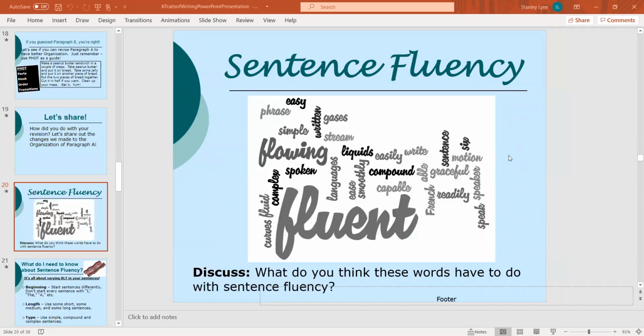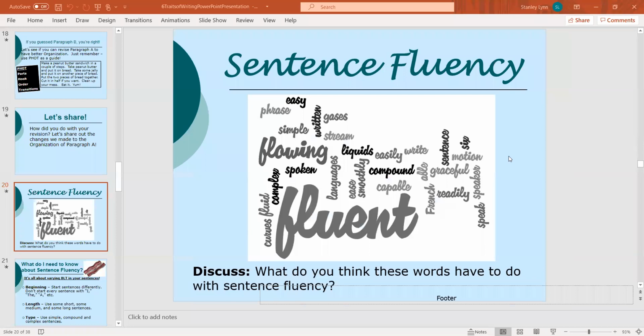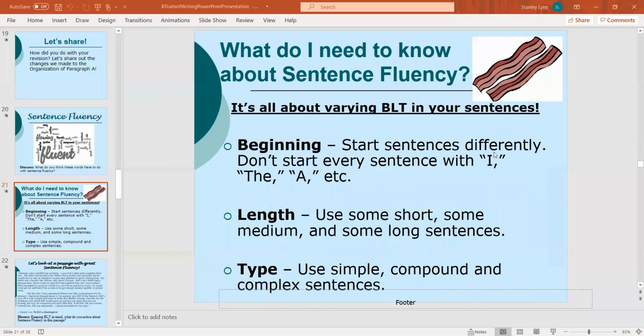Sentence fluency. What do you think these words have to do with sentence fluency? What do I need to know about sentence fluency? It's all about varying BLT in your sentences. Beginning. Start sentences differently. Don't start every sentence with I, the, a, or any other word. You have to change up the beginning of your sentences.